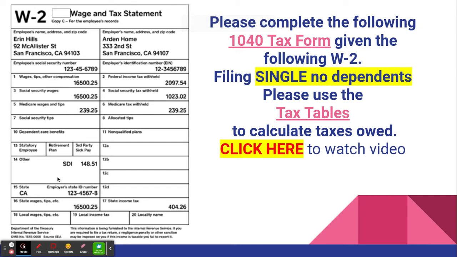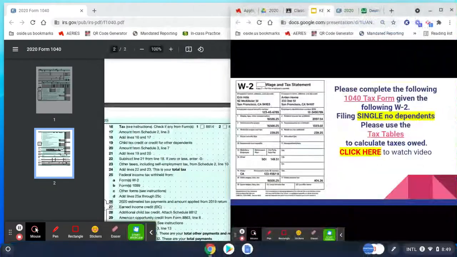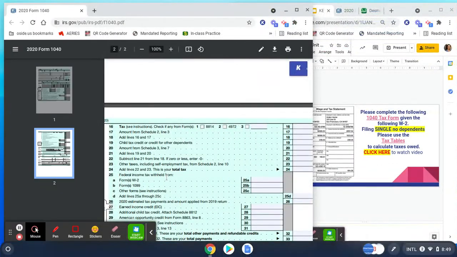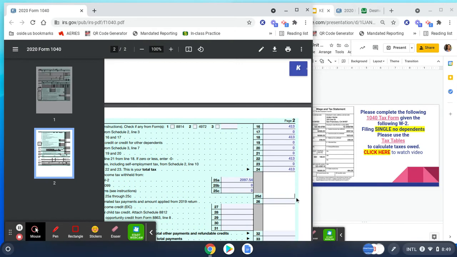So looking on here, take a second to see which box tells us how much she has already withheld for the IRS for federal income tax withheld. You got it. Box 2. Do you see it right there? $2,097.54. So that box 2, $2,097.54, goes right here. We didn't have a Form 1099. We didn't have any other forms. So 0 is all right there.